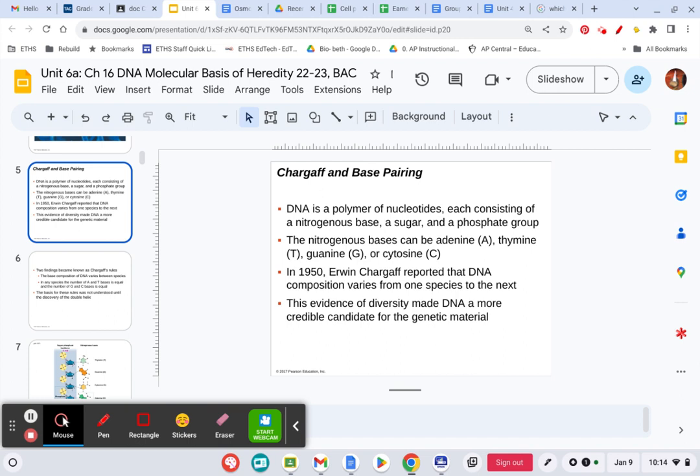And those nitrogen bases could be adenine, thymine, guanine, or cytosine if you're talking about a DNA molecule. They're slightly different in RNA. What Chargaff was looking at was the different composition of the nitrogen bases, because that's the only thing that's different in DNA molecules between people, or between people and rabbits, or between people, squirrels, and donkeys or whatever. So he was looking at that composition.